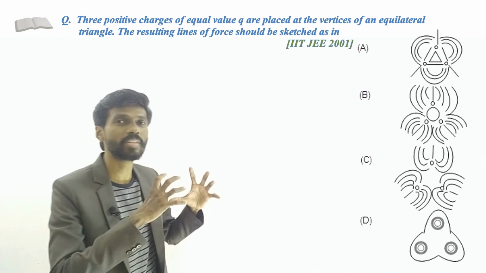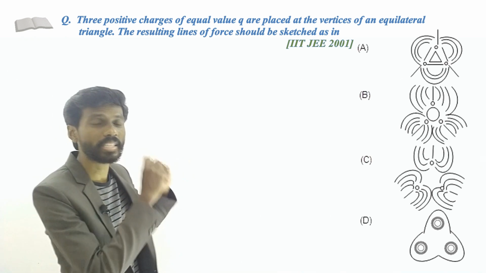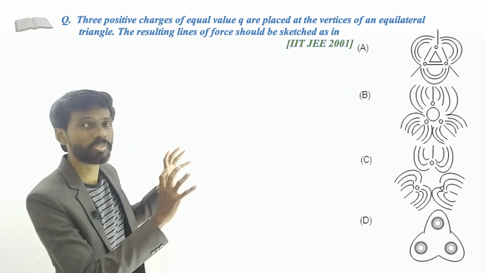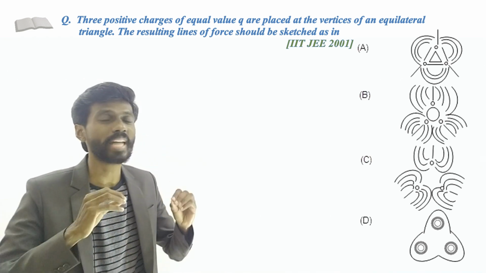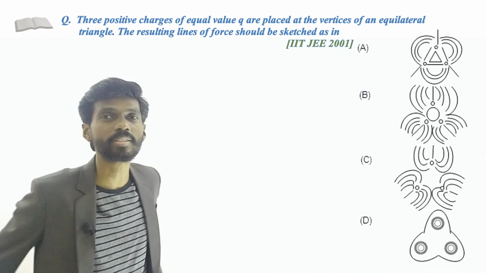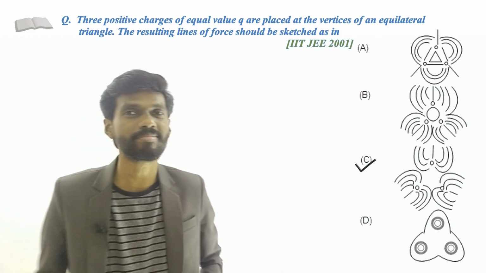Here the electric field lines start from the positive charge and terminate at infinity. All these electric field lines start from all the three positive charges and they terminate at infinity. So that is the correct way to draw the electric field lines due to these three positive charges. That is the answer to the question. So very simple, right?